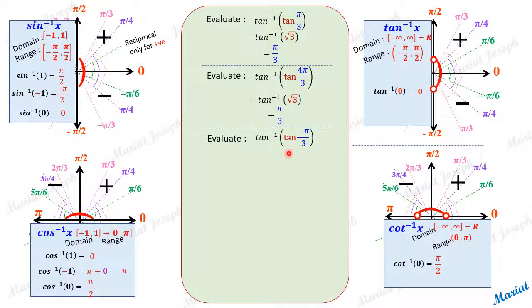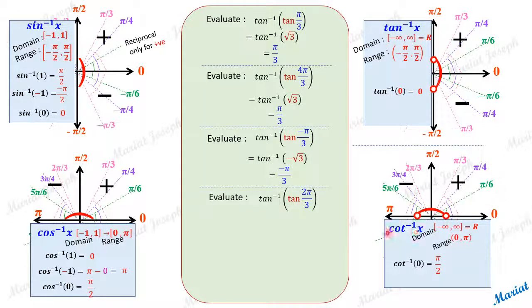Evaluate tan inverse of tan minus pi by 3. Yes, minus pi by 3 is in the first principal branch. So tan minus pi by 3 is a negative number, minus root 3. Tan inverse minus root 3, tan inverse of a negative number should be taken from this quadrant. That is minus pi by 3.